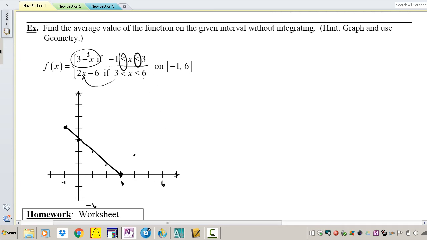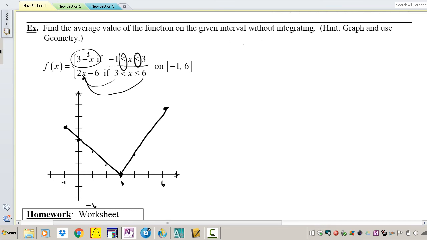And if I want to find the value at 6, I could do the same thing. That's 2 times 6, which is 12 minus 6. So my height would be right here. Somewhere there. Okay, closed. All right. Find the average value of the function on the given interval without integrating.